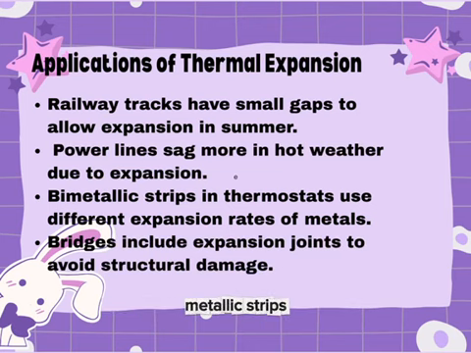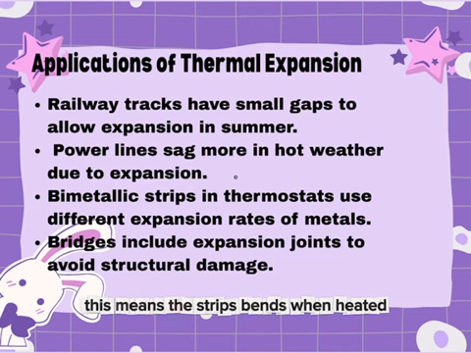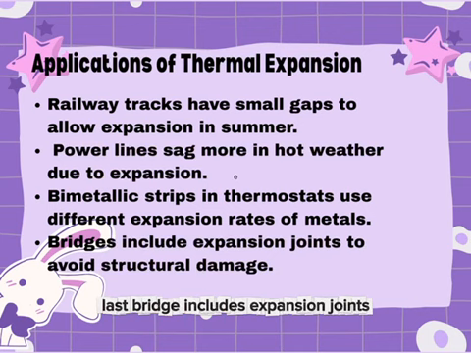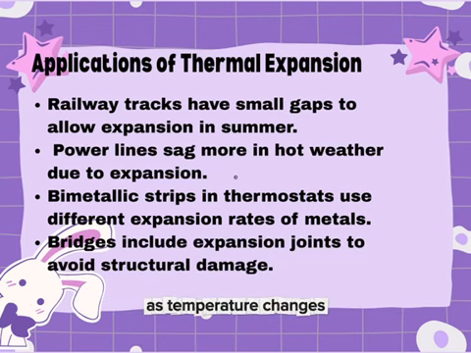Bimetallic strips and thermostats use different expansion rates of metals. This means the strips bend when needed and help regulate temperature. Last, bridges include expansion joints to avoid structural damage. It means joints allow sections to move freely as temperature changes.